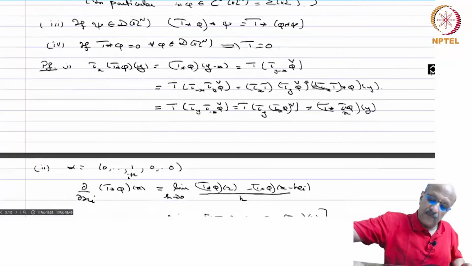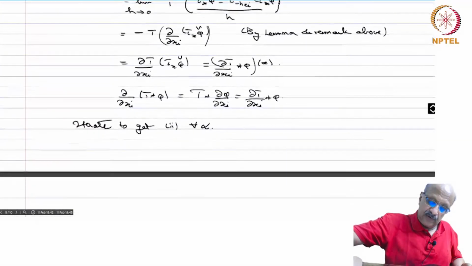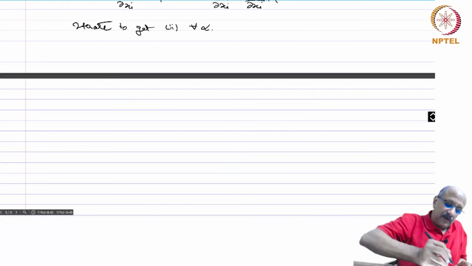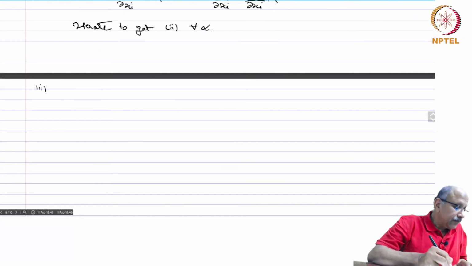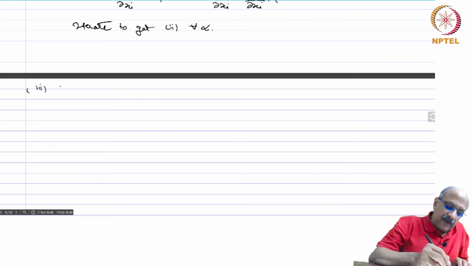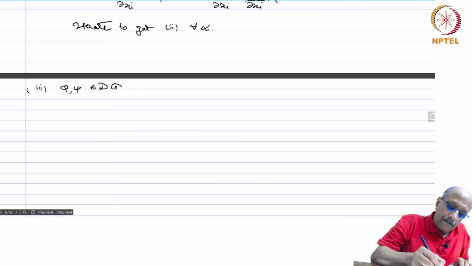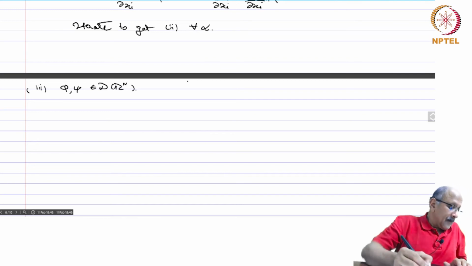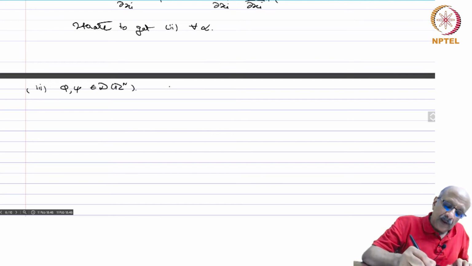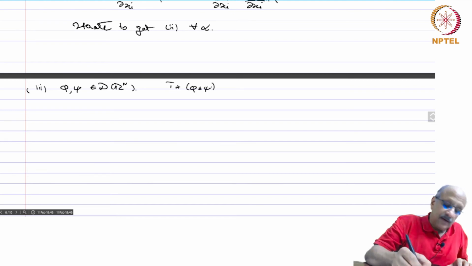So now we have to prove the third one. The third one is a little sticky, so let us carefully do it. Okay. So phi, psi in D of Rn. We want to show that T star phi star psi at any x is T star phi star psi at any x.